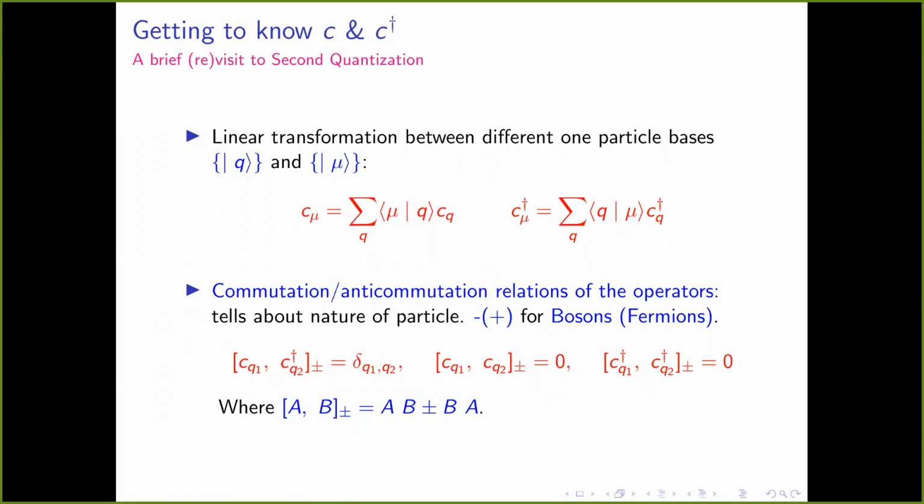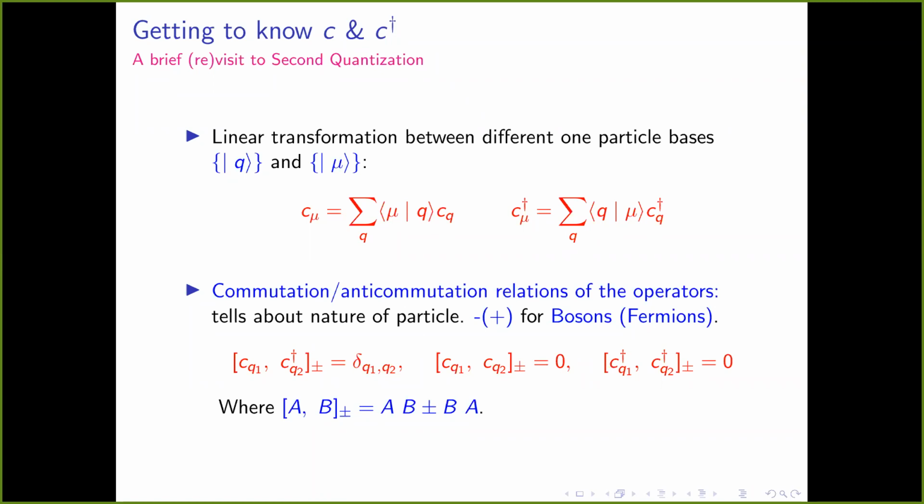Okay, these C's and C daggers are the creation and annihilation operators. Since they come with a particular single particle basis, which is written as a subscript to the operator, you can have another single particle basis, written with subscript Q, and they can be interchanged via this linear transform, where mu are the single particle states in one basis, and Q is the single particle state for the other basis. So this is how you can do a linear transformation between two bases.